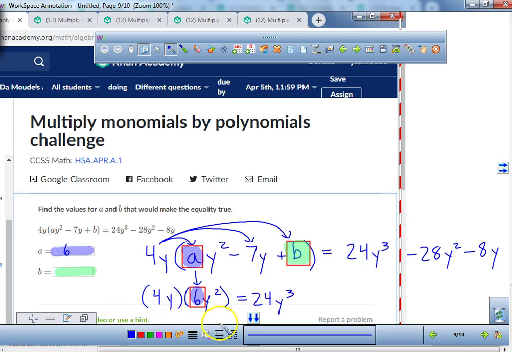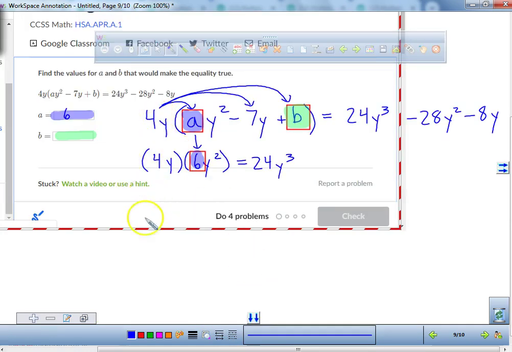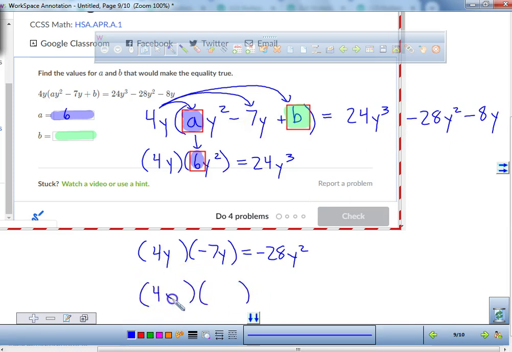Okay. All right. So here we go. If I went down right here, I've got a 4y times a negative 7y, and that gives me a negative 28y squared. That's how they got negative 28y squared. Because 4y times a negative 7y is a total of what? Negative 28y squared. You got one more. What am I starting with? 4y. What am I multiplying it by? I'm multiplying it by a b. And what is that going to equal? It's going to equal a negative 8y.